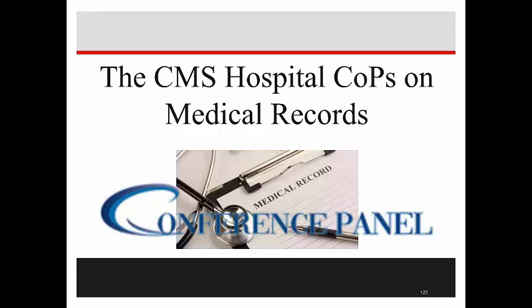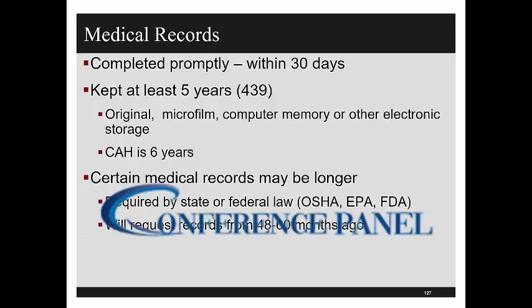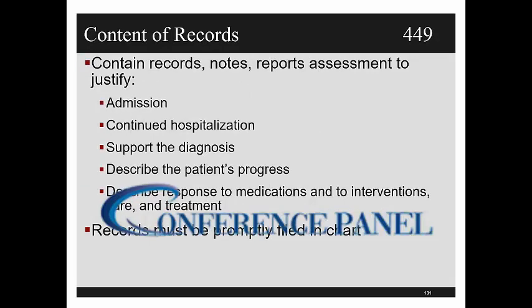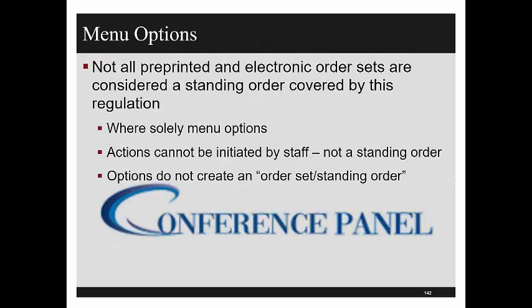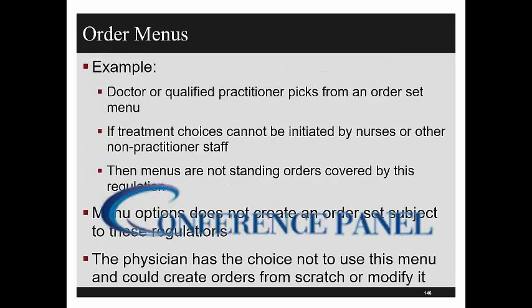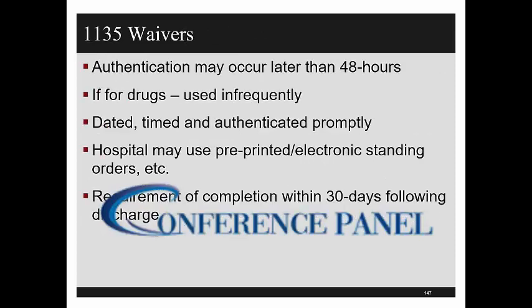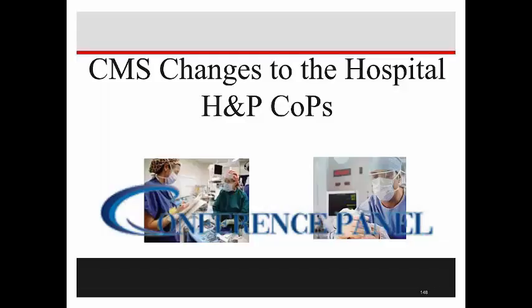Well, let's switch over now to medical records. The records have to be done promptly, completed promptly within 30 days. What goes into a record? Well, pretty much everything on a patient. Verbal orders, standing orders. Now, what if you have a set of orders? It gives you an option. Other requirements, other examples of menus, 1135 waivers. This is on medical records. CMS did make some changes.